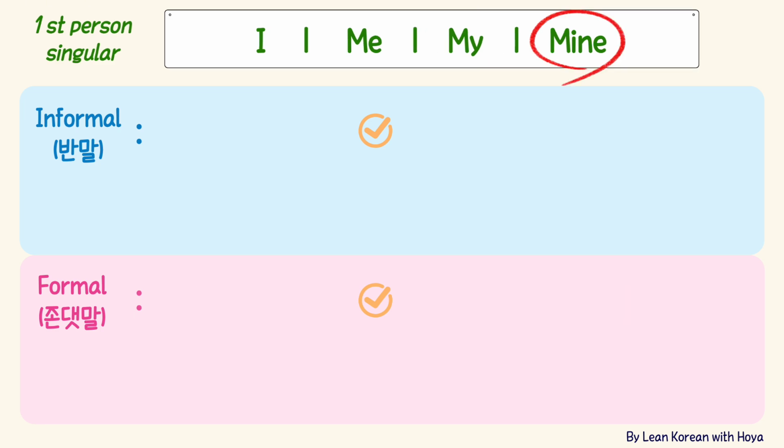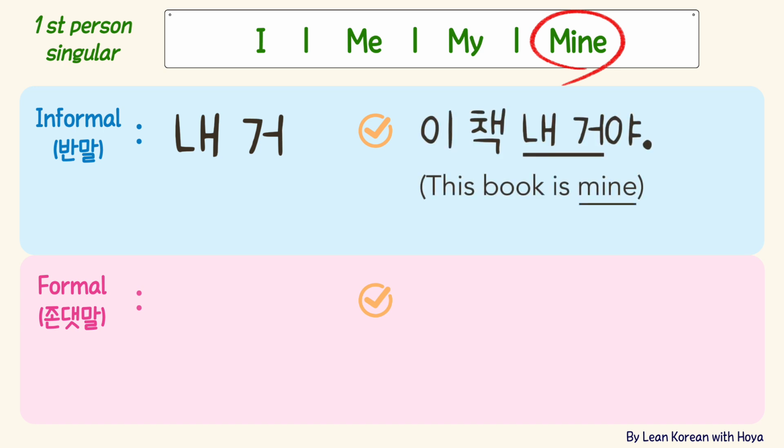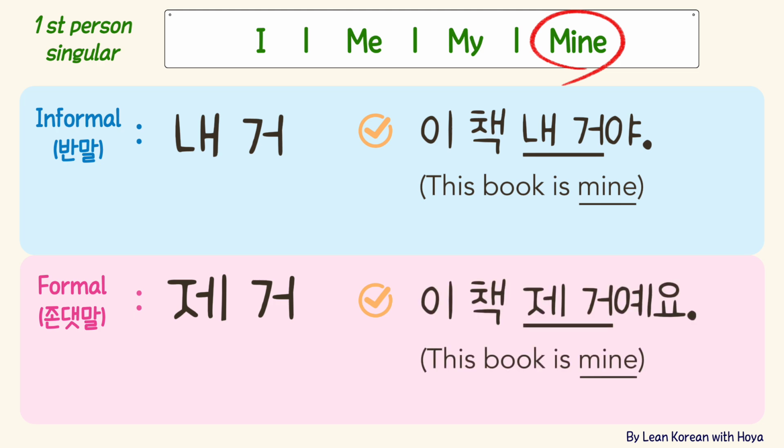The next one is mine. The informal version is 내 거. This book is mine. 이 책 내 거야. The formal version is 제 거. This book is mine. 이 책 제 거예요.